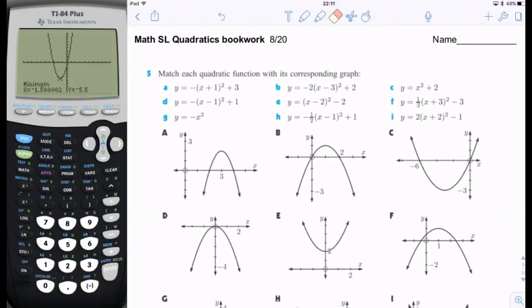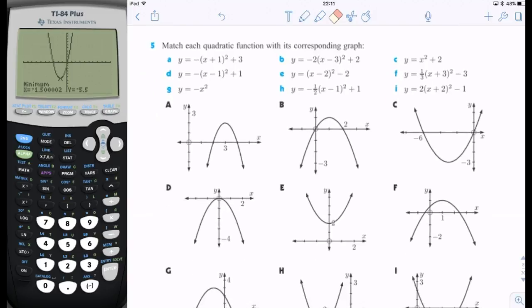Solutions for page 8 of quadratics. Number 5, another matching game. Match each quadratic function with its corresponding graph.